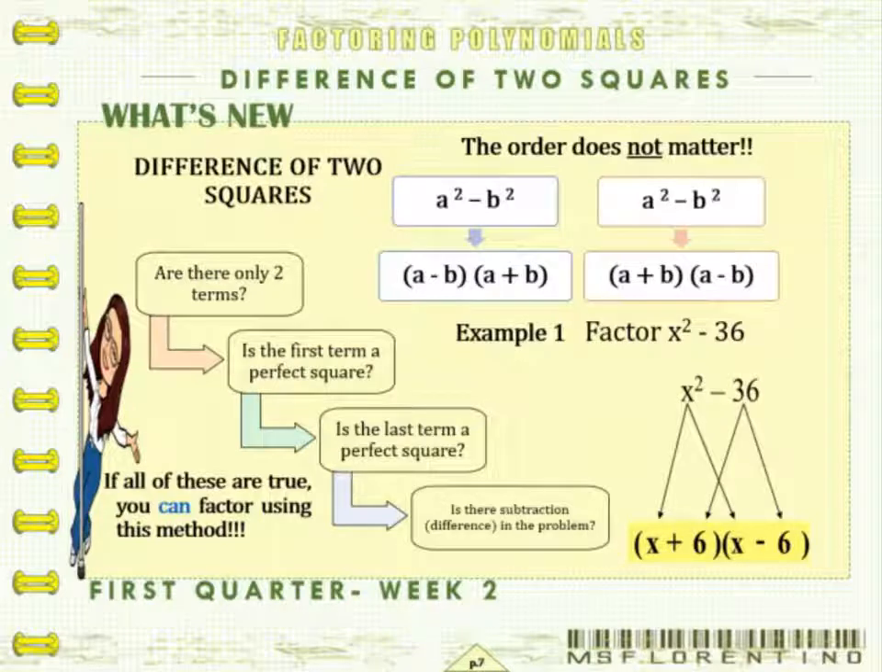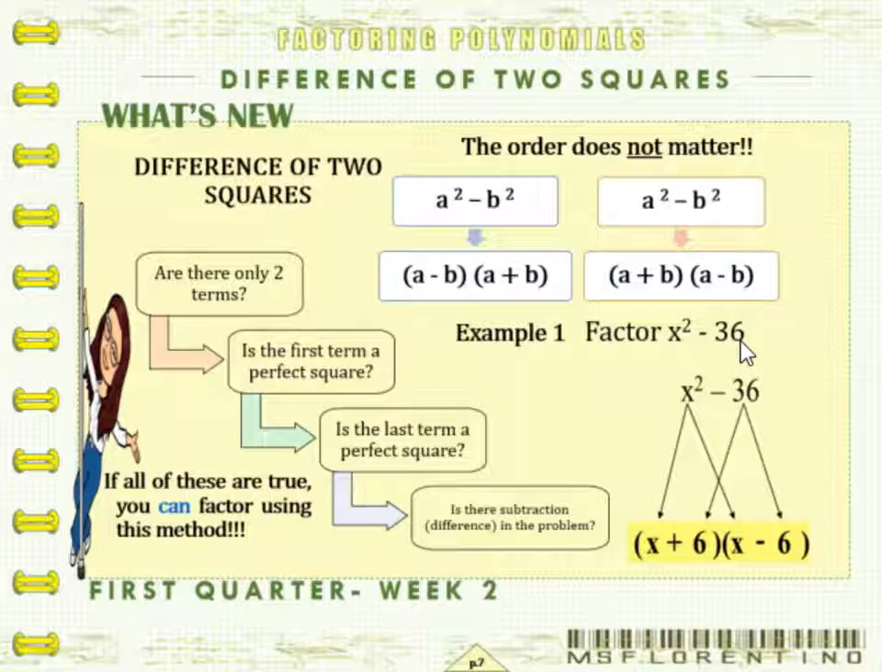Factoring the difference of two squares. The difference of two squares follows the pattern a squared minus b squared is equal to quantity a minus b times quantity a plus b, or quantity a plus b times quantity a minus b. The order does not matter. For instance, we will factor x squared minus 36.